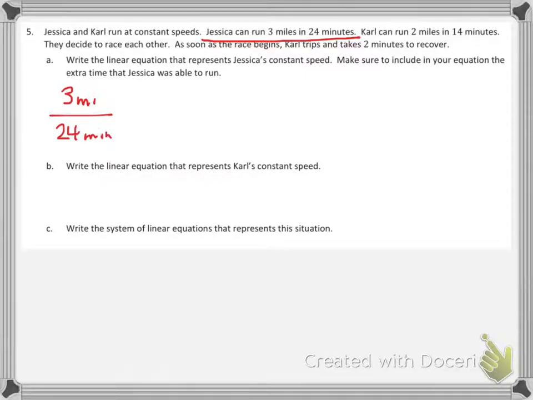Okay, and I can simplify that. So I'm going to do that right now. 3 divided by 3 is 1. 24 divided by 3 is 8. So 1 mile in 8 minutes, and we want an equation.